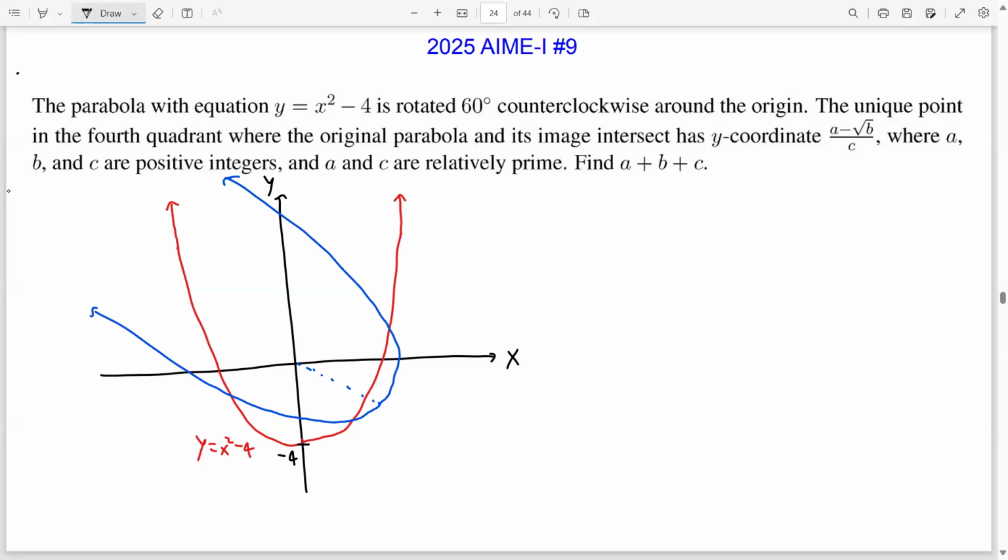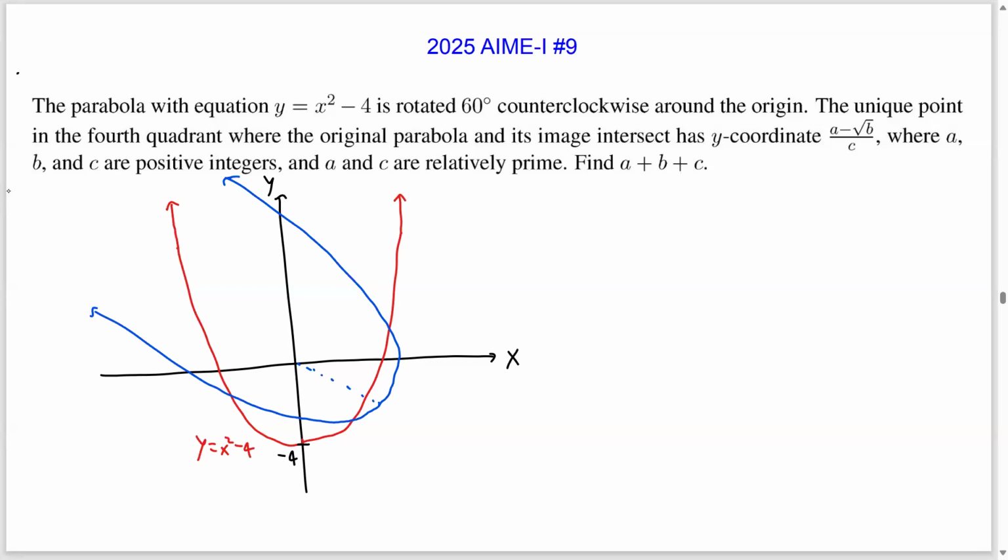Now, the key insight to this problem, which makes this a very quick problem, especially for number 9, is that these two parabolas, when combined, are symmetric about this line right here. And this line forms a 30-degree angle with the y-axis from the symmetry. So we can conclude that the equation of this line is going to be y equals minus root 3 times x.